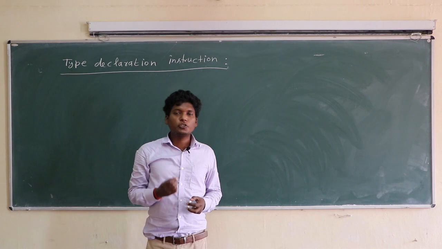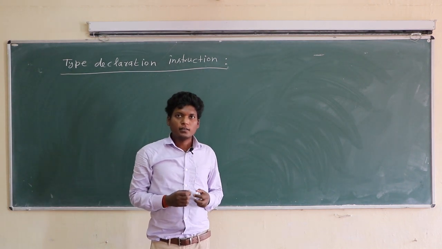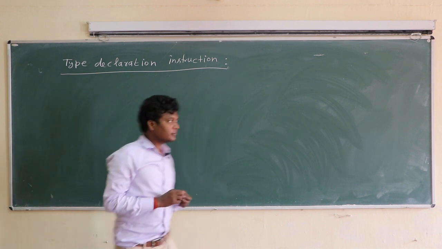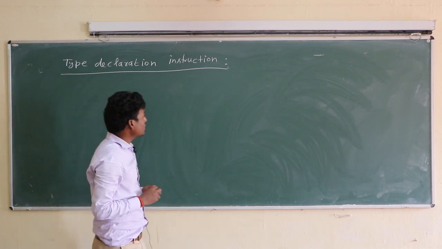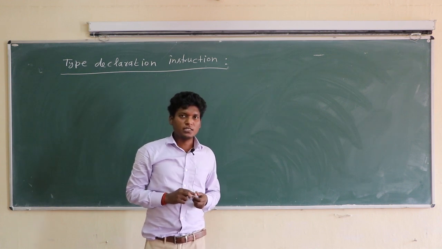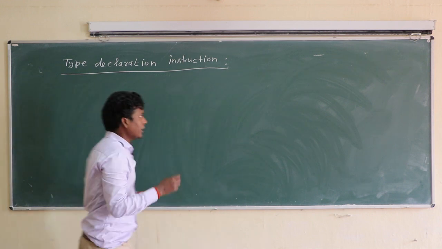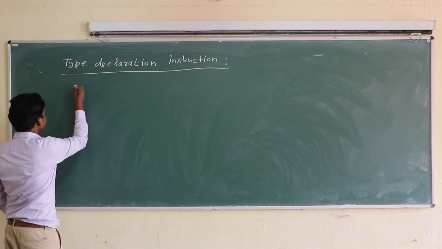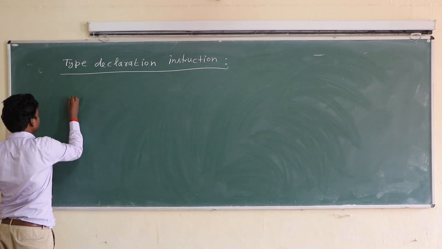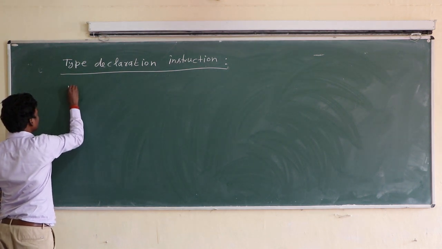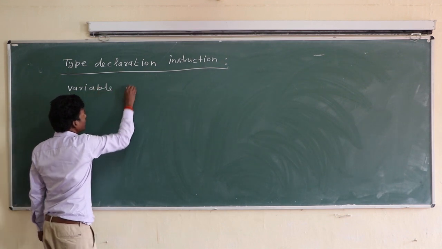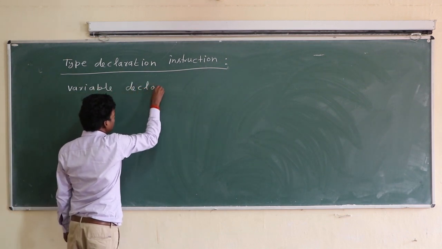This instruction is used to declare the types of variables used in C language. Type declaration instruction is used to declare the type of variables used in C language. In this, first we should know what variable declaration is.